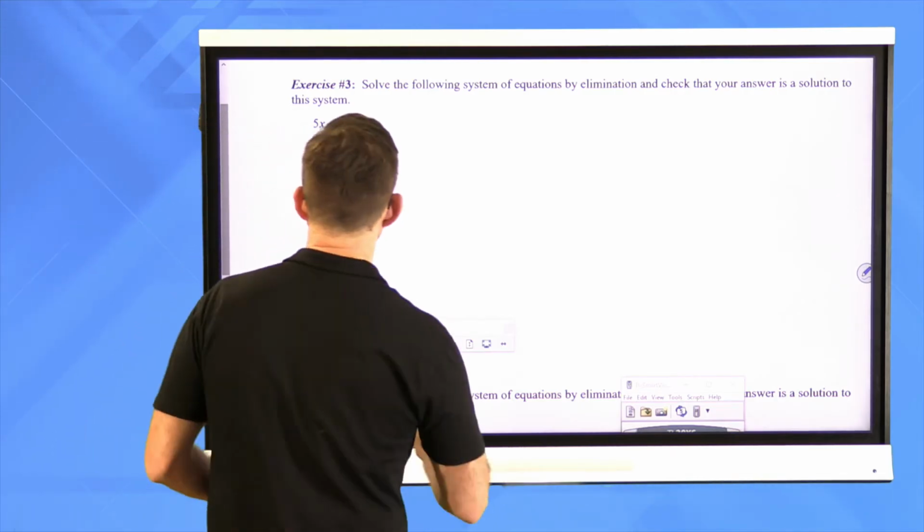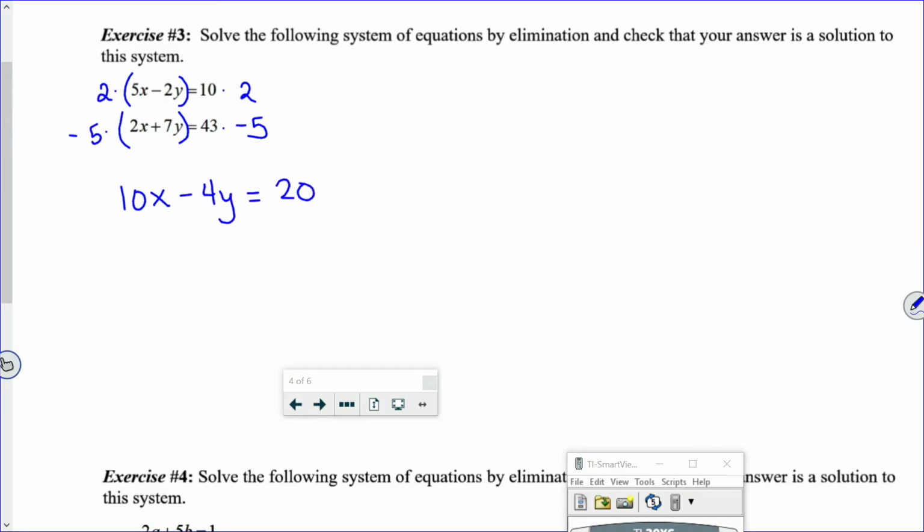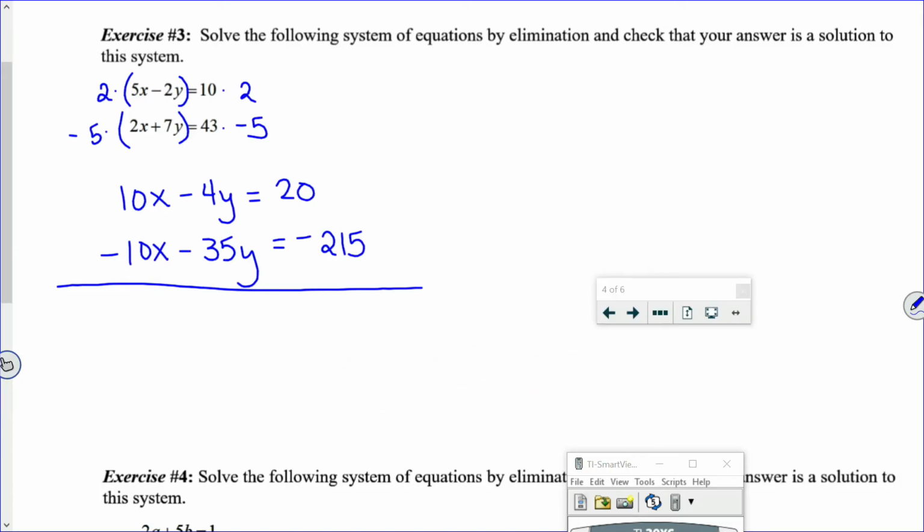So here we go. This first equation, I'm going to multiply both sides by 2. And this second equation, I'm going to multiply both sides by negative 5. All right, so what does my first equation become in this case? It becomes 10x minus 4y is equal to 20. That's simple enough. My second equation becomes negative 10x minus 35y, and let's see, that would be negative 215. Don't hesitate to use your calculators on this. It may save you from making mistakes.